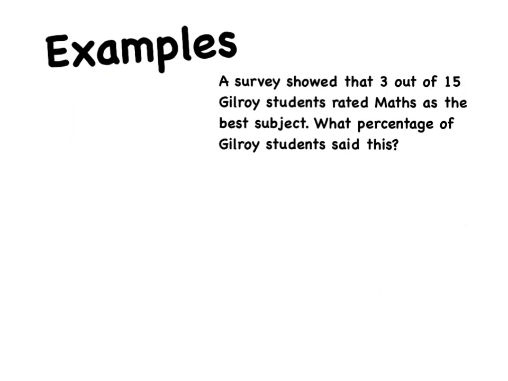Okay, let's have a look at another example. So it says a survey showed that 3 out of 15 Gilroy students rated maths as the best subject. Should have been higher than that. Anyway, what percentage of Gilroy students said this? Okay, so 3 out of 15 students said this. 3 out of 15, okay? Now I need to show this as a percentage.